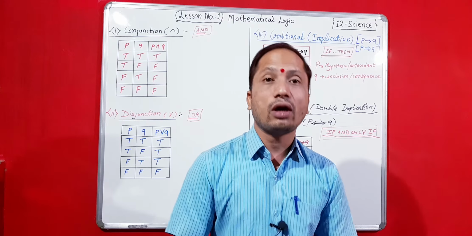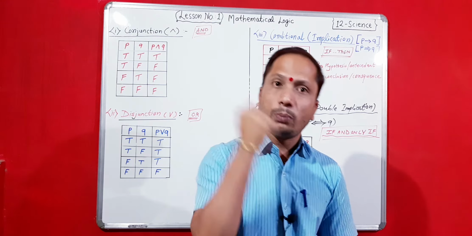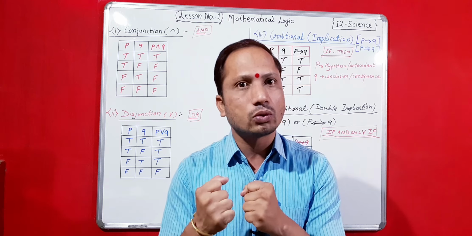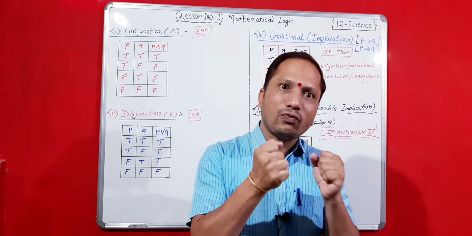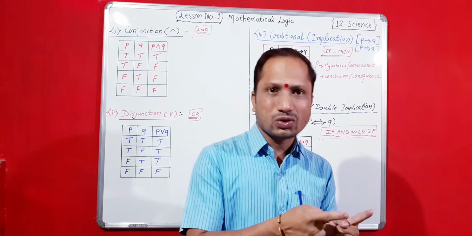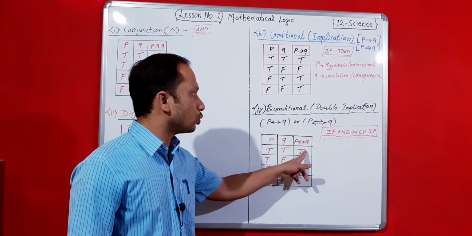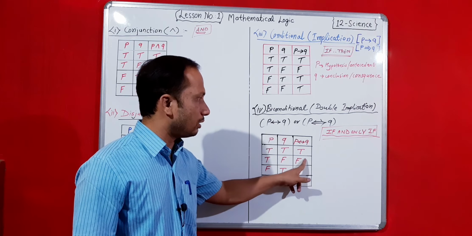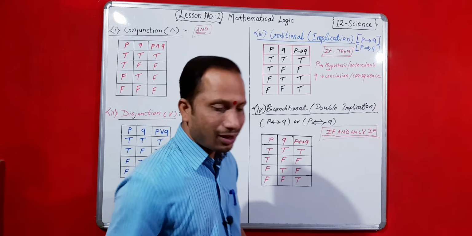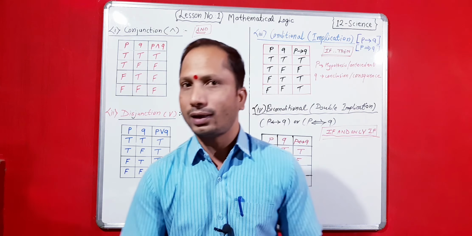If and only if, p and q: if p is true and q is true, then it is true. If p is false and q is false, then it is true. And if one is true and one is false, it is false. So remember this condition: here you get true, and here true, and the rest two are false. These are some of the initial tables given in mathematical logic.